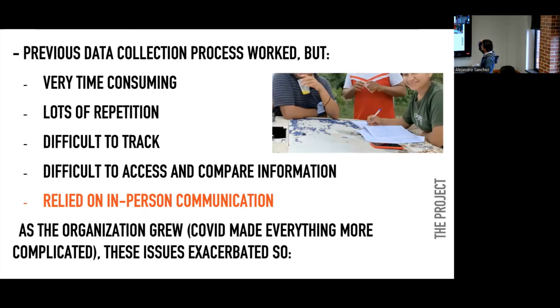Okay, so the previous data collection process worked, but it was very time consuming. There was a lot of repetition. It was difficult to track. They were doing this. I took this picture. So they just had many notebooks, and they just wrote everything by hand. It was very difficult to access and compare information. Imagine if you're tracking 10, 20, 30 farms and all the information is in notebooks. Chucho, the agroecology coordinator, had to move everything to an Excel database, but sometimes he didn't have time. So it was basically a little bit of a mess.